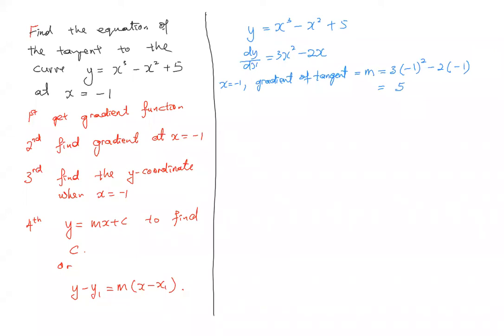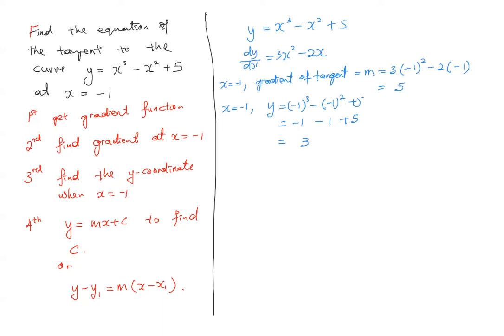Okay, next, what must I do? Yeah, Johan. Find the y coordinate at x equals to -1. So replace the x with -1. X equal to -1, so I get my y coordinate, correct? Yes. Minus -1 square plus 5. So this is -1 minus 1 plus 5. So you have to be very careful. So this is equal to 3.